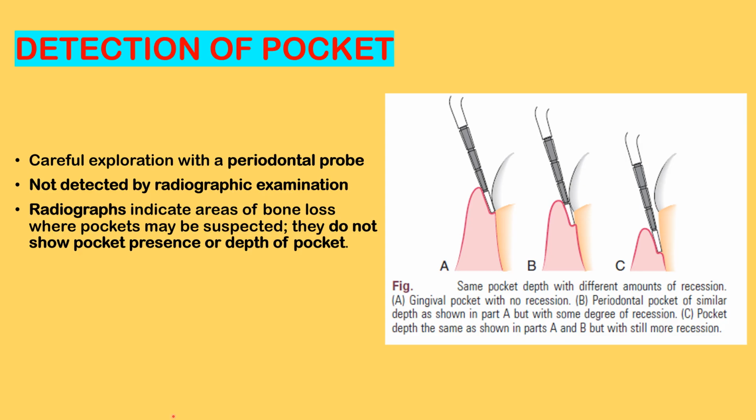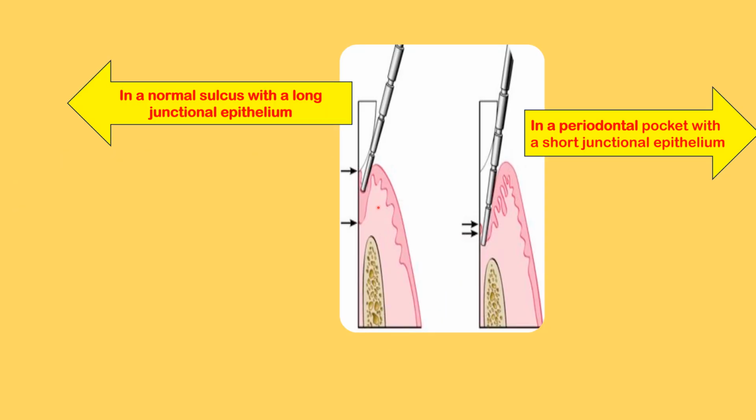Coming to the detection of the pocket, pockets can be detected with a periodontal probe, and radiographic examinations are not used for its detection. Radiographs indicate only areas of bone loss where pockets may be suspected. They do not show pocket presence or depth of pocket. In a normal sulcus with long junctional epithelium, the probe penetrates about one-third to half the length of the junctional epithelium, whereas in a periodontal pocket with short junctional epithelium, the probe penetrates beyond the apical end of the junctional epithelium.